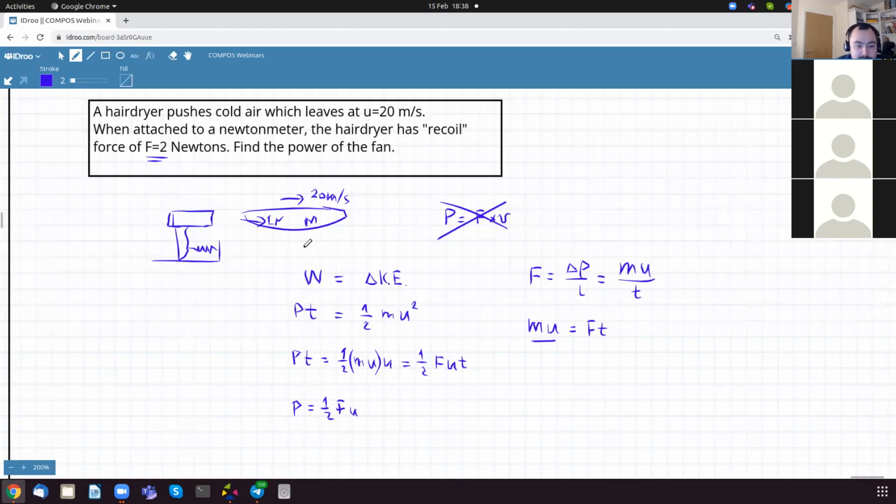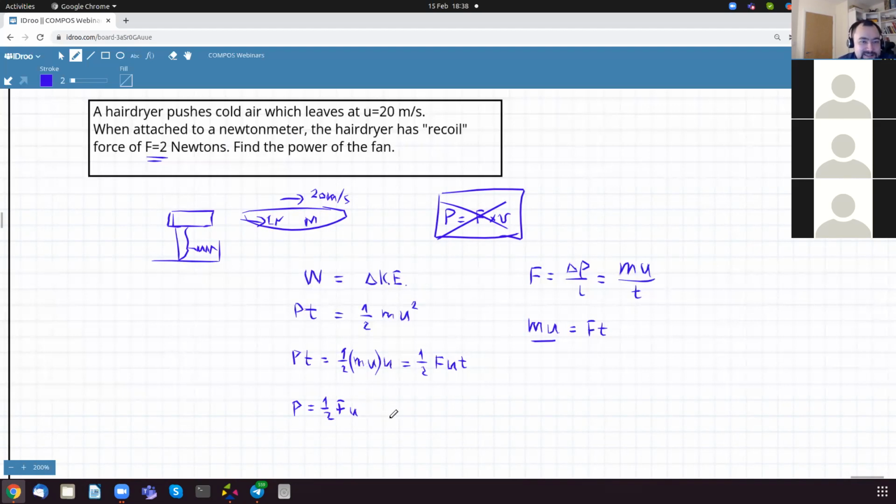So it's not fu, it's actually half of that. So what's going on? Well, actually, what's going on is that this formula only works for constant velocity. But here the velocity goes from 0 to u. So the average velocity is 1/2 u. Yeah, if it accelerates uniformly from 0 to u, the average velocity is 1/2 u. And that's why it's 1/2 fu.